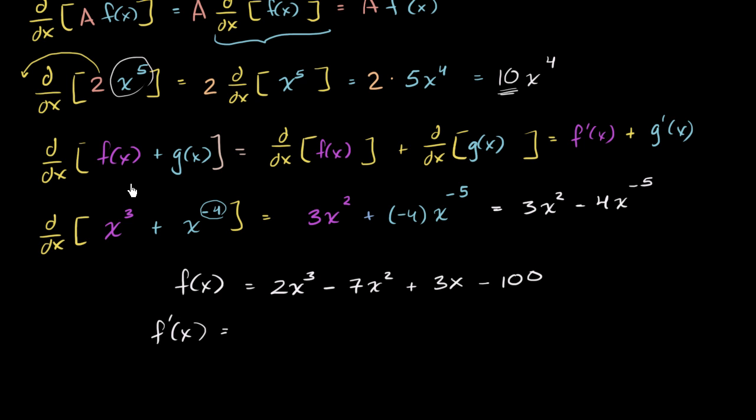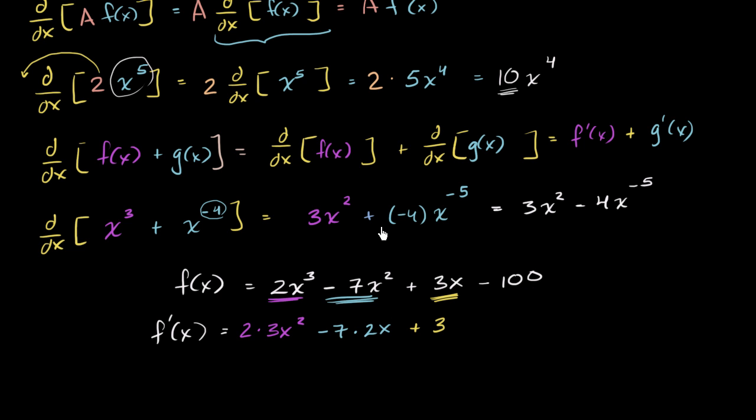Well, we can use the properties that we just said. The derivative of this is just going to be 2 times the derivative of x to the 3rd. Derivative of x to the 3rd is going to be 3x squared. So this is going to be 2 times 3x squared. What's the derivative of negative 7x squared going to be? Well, it's just going to be negative 7 times the derivative of x squared, which is 2x. What is the derivative of 3x going to be? Well, it's just going to be 3 times the derivative of x to the 1st. The derivative of x to the 1st is just 1. So this is just going to be plus 3 times, we could say 1x to the 0, but that's just 1. And then finally, what's the derivative of a constant going to be?